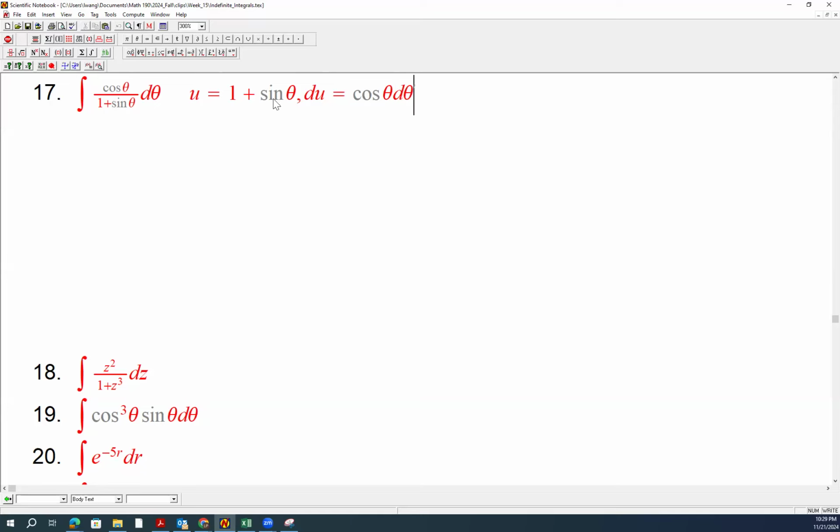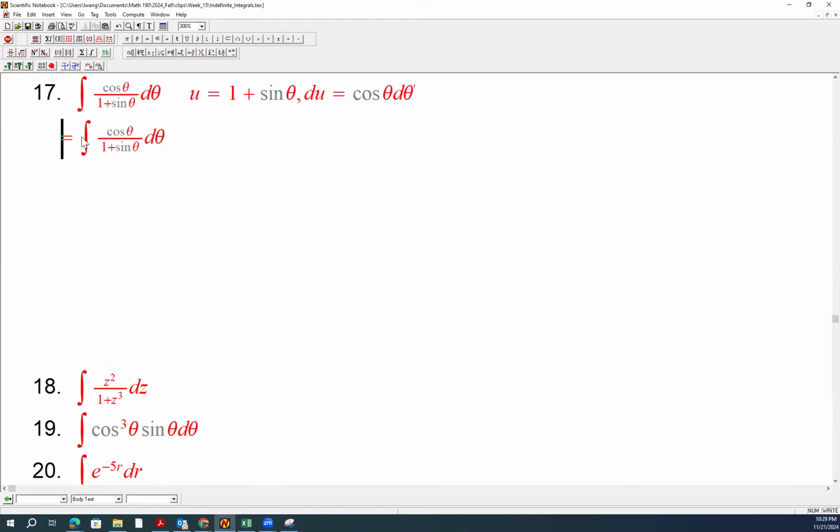Okay, u equals 1 plus sine theta, then we differentiate, right? And that's cosine theta d theta. So we got the cosine theta multiplied by d theta there, right? So this looks a little intimidating, which is a big function, but it is really not. So this is u, and that piece, cosine theta d theta, that's just really du.